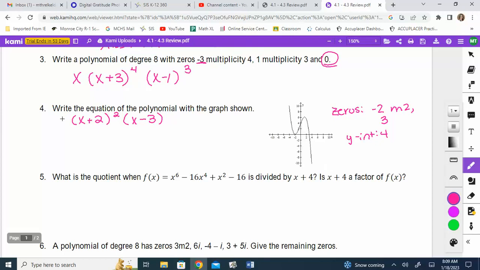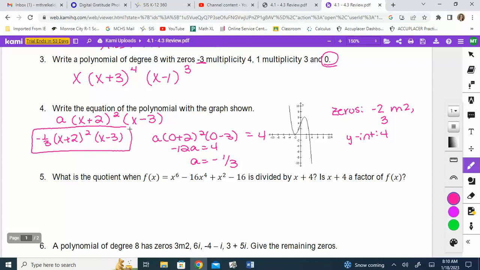Can we find out what this exact number in front is? Yes. How? Plug it in. Put in 0 for x and set it equal to 4. We already know it's going to be a negative. So we get 2 squared is 4, times negative 3, so negative 12a equals 4. Divided by negative 12, a is negative 1/3. So I have my polynomial.